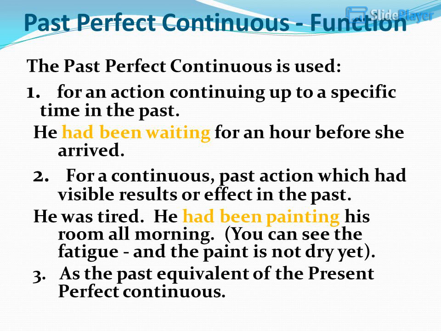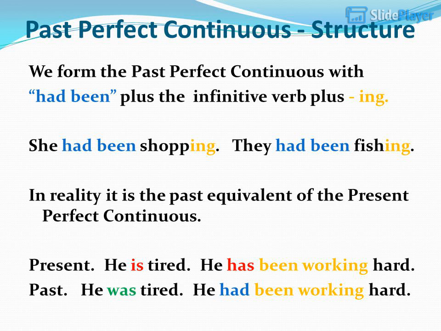3, as the past equivalent of the present perfect continuous. Past perfect continuous structure. We form the past perfect continuous with had been plus the infinitive verb plus ing. She had been shopping. They had been fishing.